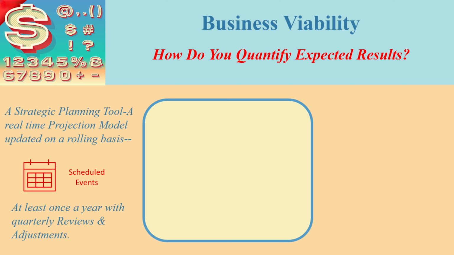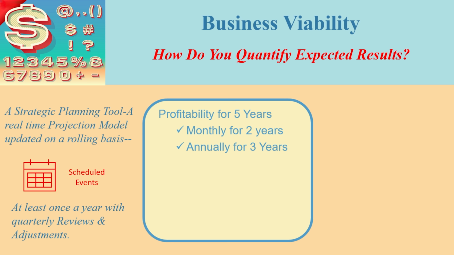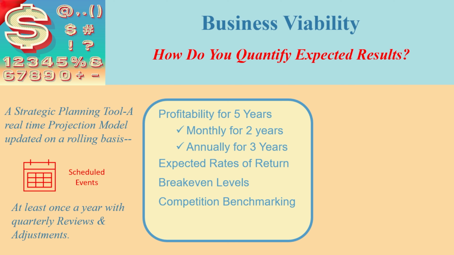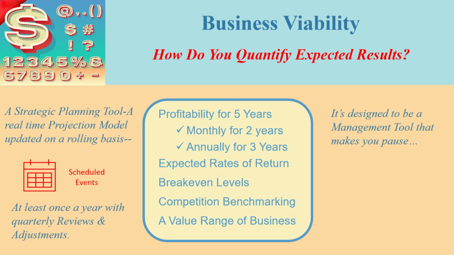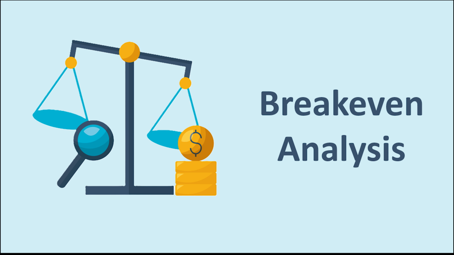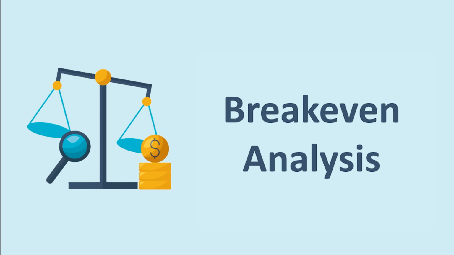The model we will be using today includes profitability information for 5 years, monthly for 2 years, and annually for 3 years, expected rates of return, break-even levels, competition benchmarking, and a range of value for your business. It's designed to be a management tool that makes you pause every once in a while to reevaluate your current operations. Let's get started now with a break-even analysis.